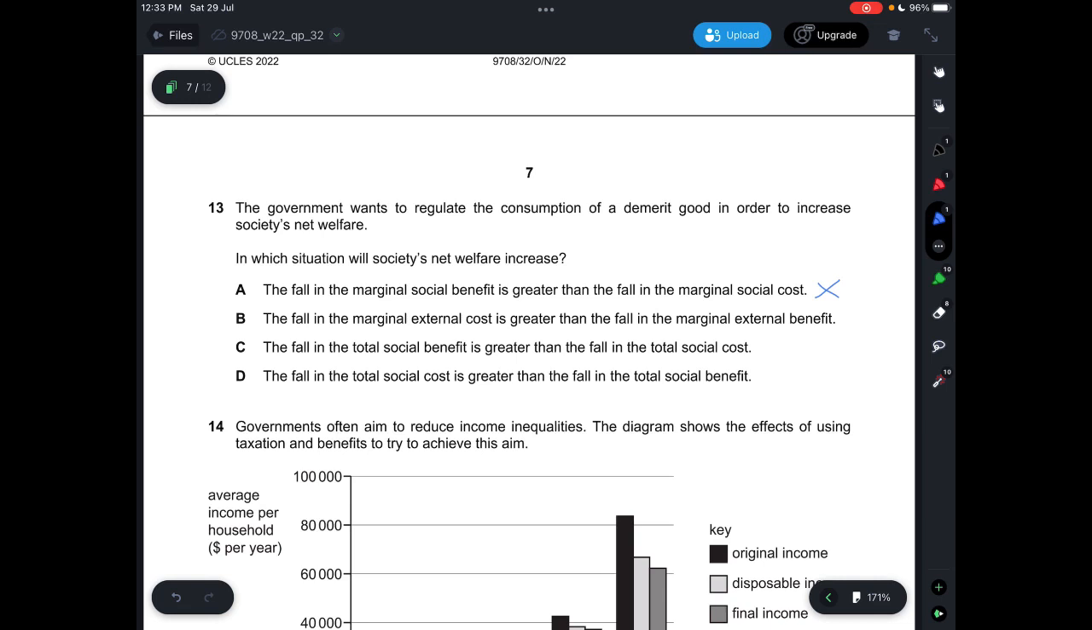B says the fall in the marginal external cost is greater than the fall in the marginal external benefit. Now, we are talking about marginal social benefit. So in this case, the marginal external cost would be the cost that is borne by other people. So B is incorrect in that context. And C, the fall in the total social benefit is greater than the fall in the total social cost, which is incorrect. And D, the fall in the total social cost is greater than the fall in the total social benefit. So this is correct, because when the fall in the total social cost is greater than the fall in the total social benefit, this means that your social benefit would not be as affected. So therefore, answer is D.